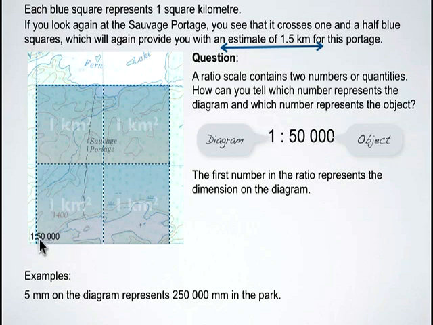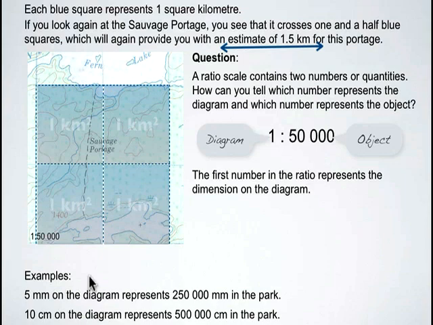We multiplied by 50,000 because that was our scale. 1 on the diagram is 50,000 in real life. 10 centimeters on the diagram represents 500,000 centimeters in the park because again we took our measurement of 10 centimeters and multiplied it by 50,000.